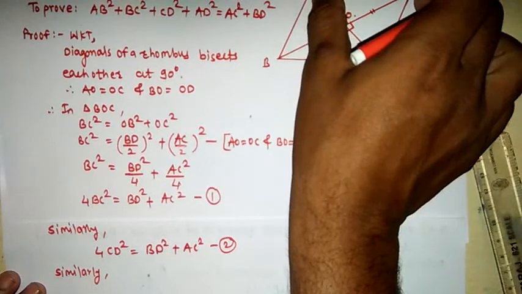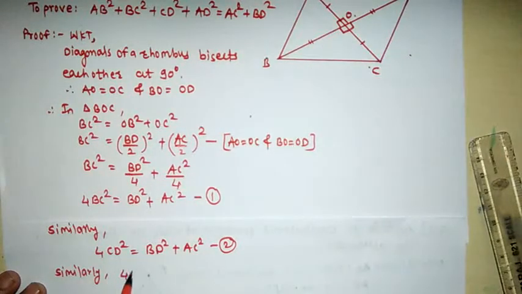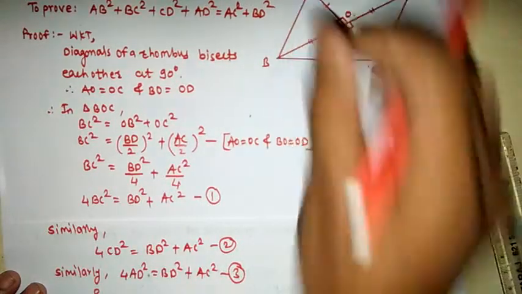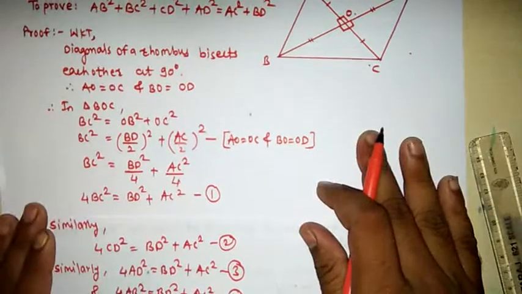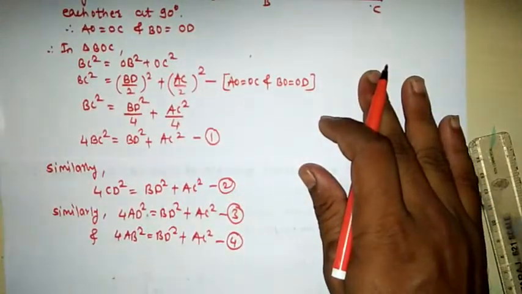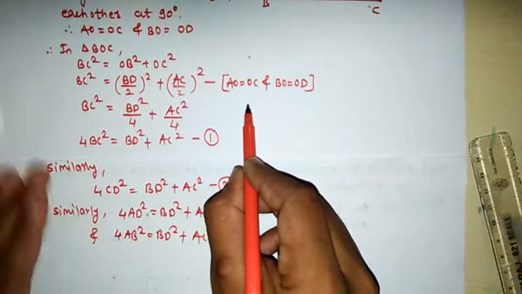Now, similarly, you can take another side also. 4 times AD square is equal to BD square plus AC square. Mark it as equation number 3. And 4 times this side also, AB: 4 times AB square is equal to BD square plus AC square. Mark it as equation number 4. Now I will write here. See here.